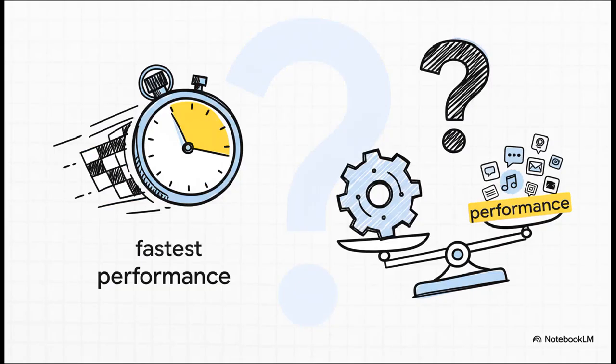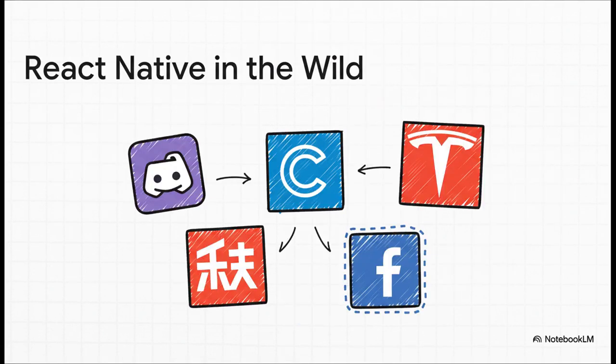Okay, so native is the fastest. End of story, right? Let's all just build native apps. Well, not so fast. This is where things get really interesting, because you have to ask the question, how much does that little extra bit of raw performance actually matter for the kind of app you're building? I mean, think about it.